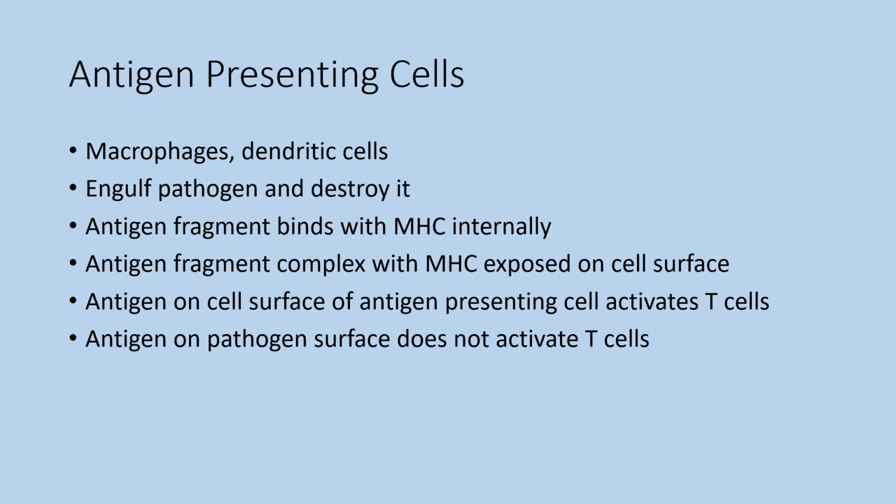And then that complex, that antigenic fragment with the MHC, is going to move internally to the surface. So now it's exposed. And it's kind of like, okay, I ate up this foreign thing. It wasn't part of me. Well, I'm going to take part of it. And when it binds and makes that complex with the MHC and then shows it on the surface of the cell, that's why we call it antigen presenting cells. It's presenting it to the T cells. It's like waving a neon sign or a big old flag going, here it is, guys. I got something here for you. So it's not the antigen on the pathogen surface that activates the T cells. The T cell has to be activated by an antigen presenting cell.